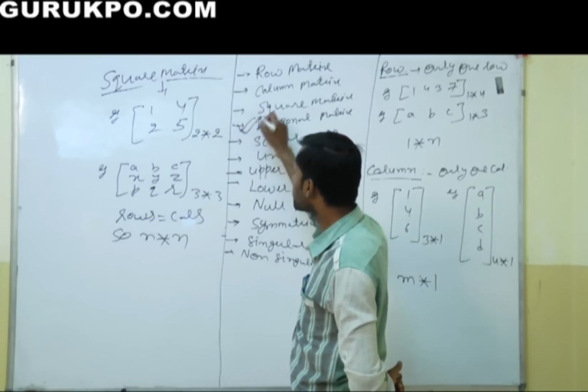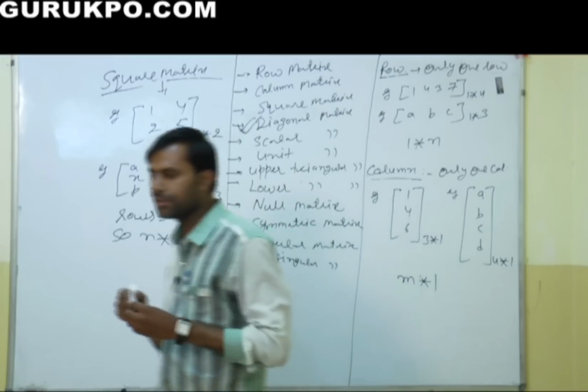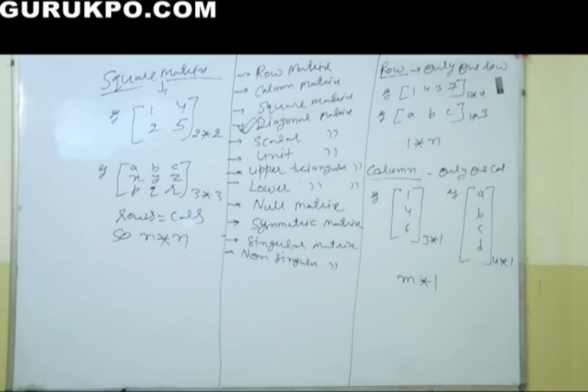Now the fourth one is diagonal matrix. What is a diagonal matrix?